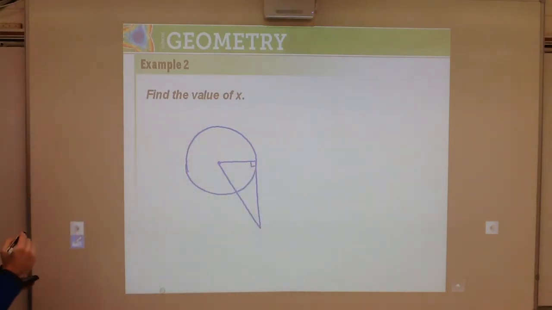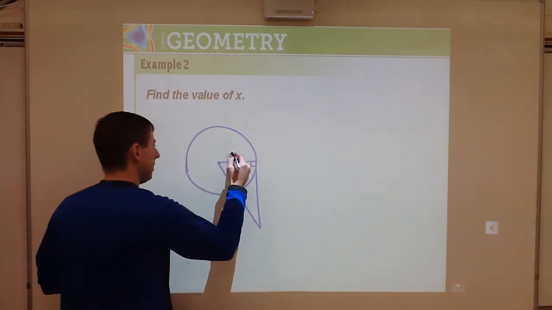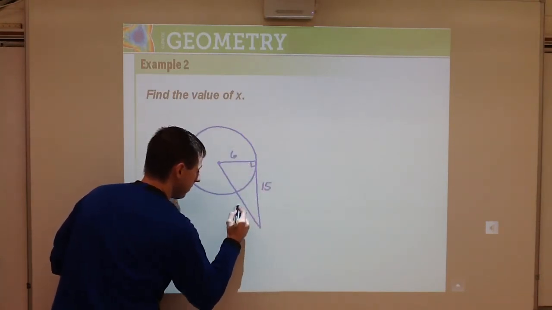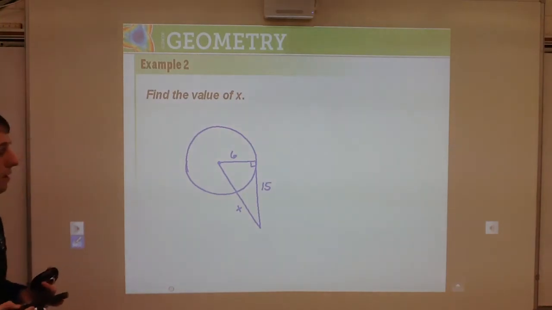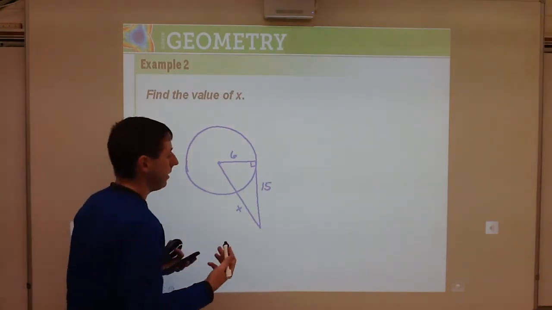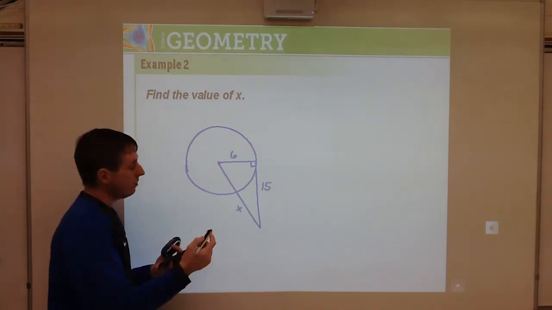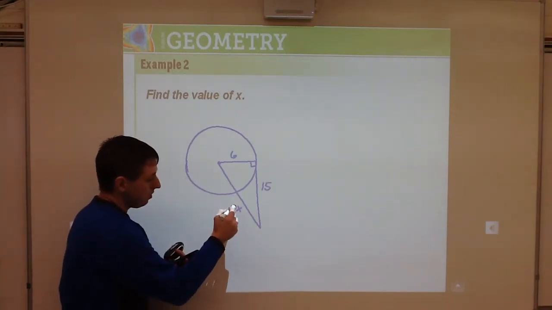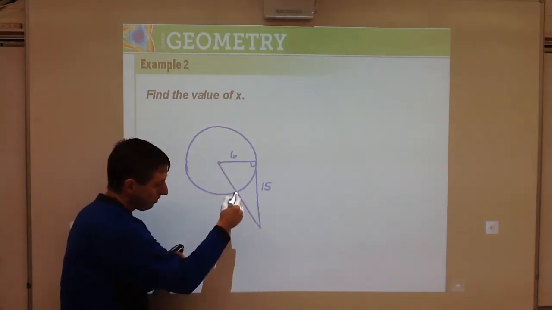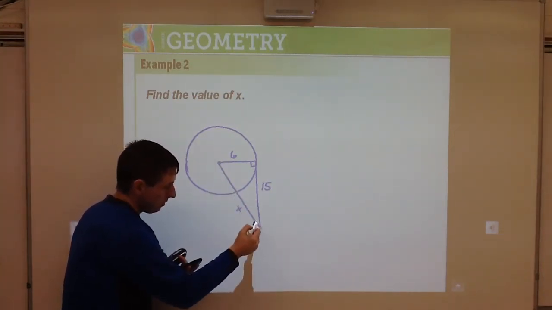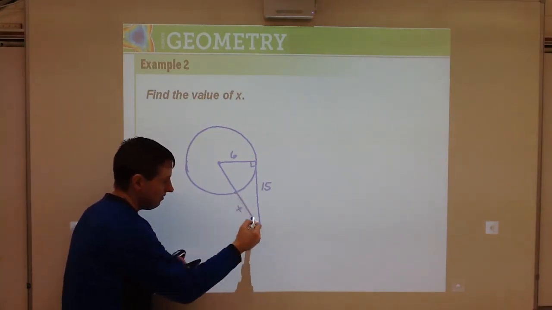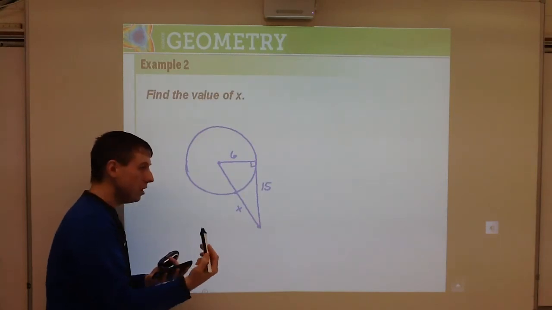Okay, this one's a little bit tougher looking. So I'm going to put 6 right there, 15 there, and x right there. Okay, so the idea on this one, first thing you have to understand is this x, the way I put it here in my picture, it's not this whole side, it's from there to there. So I'm trying to get this little distance right here at the end. That's my final answer. So a little bit weird.